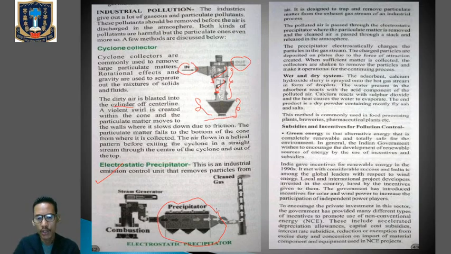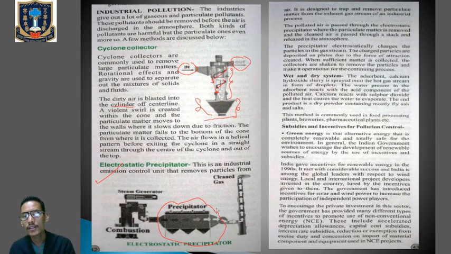So these two processes are mainly used in industries to control the emission of harmful pollutants into the air, otherwise it will bring air pollution. Clear? So let's talk about the next one, the wet and dry systems.